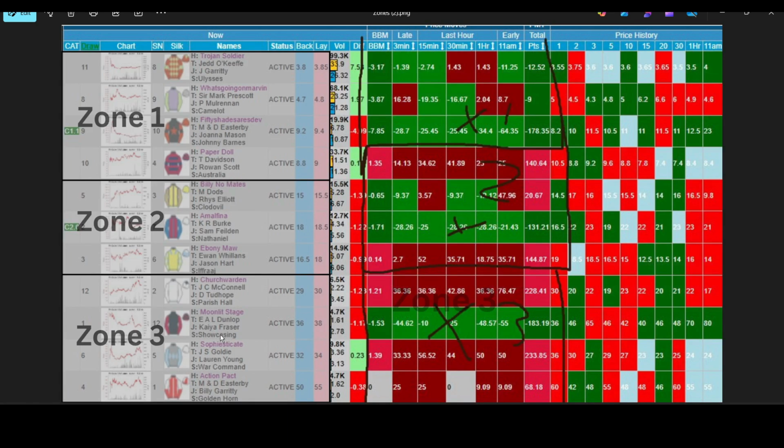And then finally we come down to zone 3, a similar sort of thing, a lot of drifters here, but solid money for Moonlit Stage in 80s into 36s during the day. So what does this all mean?